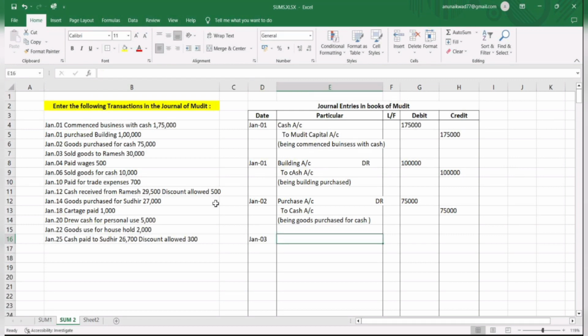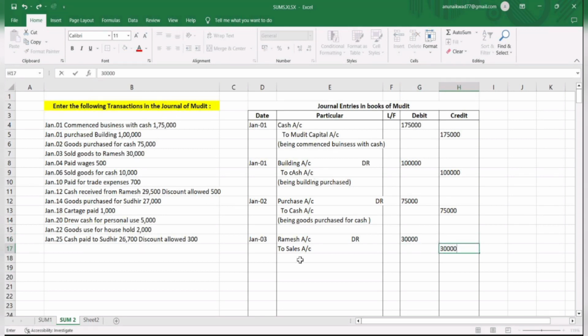Next entry on Jan 3, that is sold goods to Ramesh. Since there is no mention of cash, it is a credit entry. So Ramesh account debit to sales account for rupees 30,000, being sold goods to Ramesh for credit.